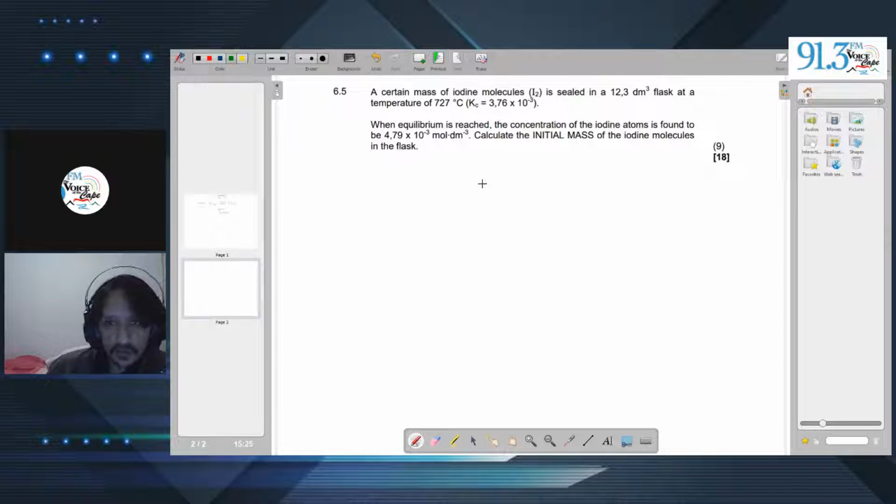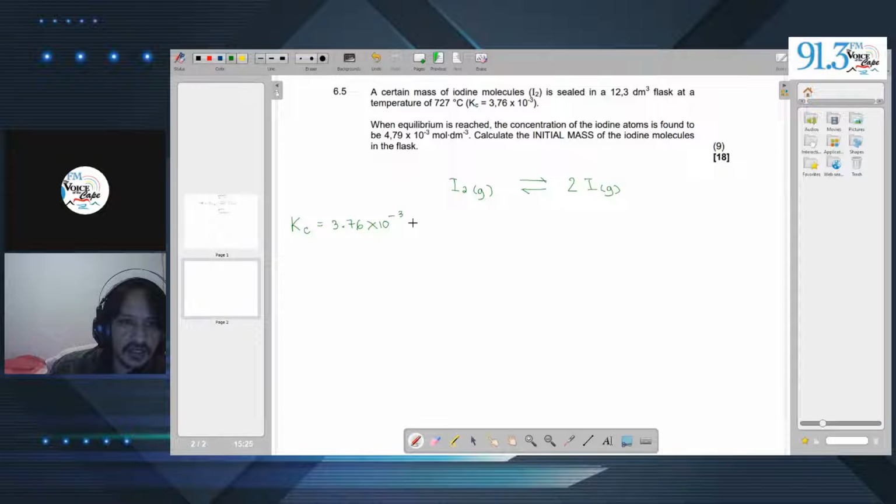We know, of course, the most important part here is our reaction. So we know that it's I2 reacts to give us 2I. Okay. We know that our Kc is equal to 3.76 times 10 to the minus 3. We know that Kc is essentially equal to our concentration of products over our concentration of reactants.